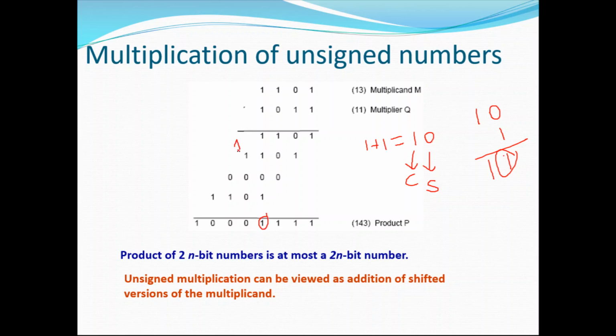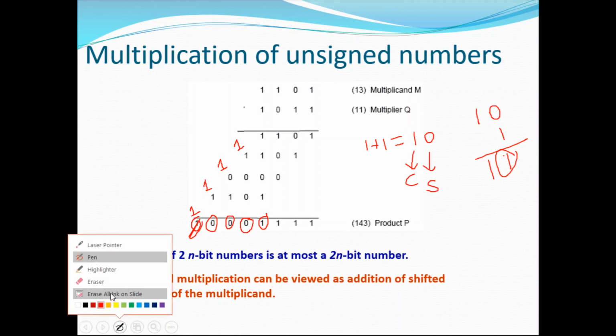So here there is a carry 1. Again 1 plus 1 is 10, so the sum is 0 and there is a carry 1. Again 1 plus 1 is 10, sum is 0, carry is 1. Again 1 plus 1 is 10, sum is 0, carry is 1. Finally you got this value.